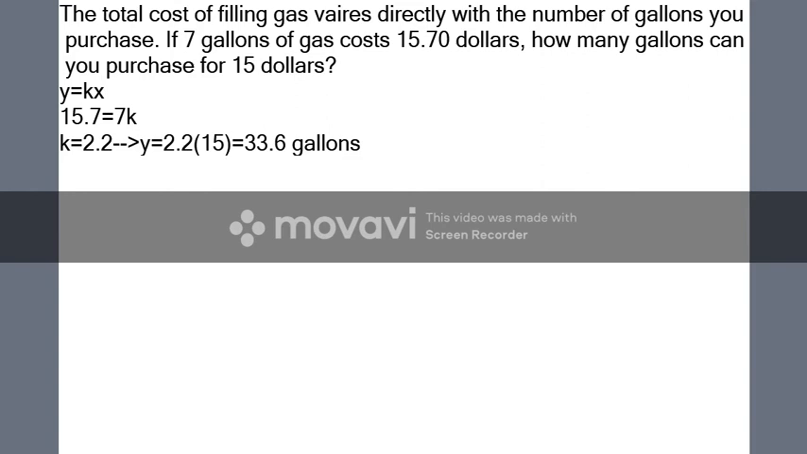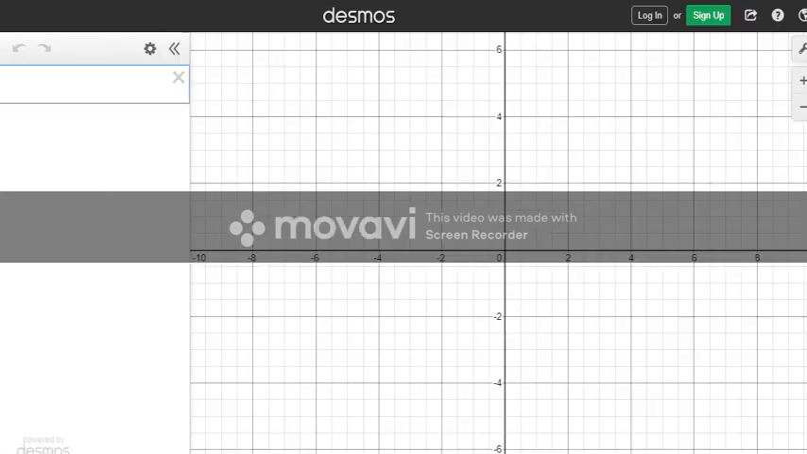Now that we've finished going through application questions, let's go through the graphs of these direct variation equations and what they would look like. When you look at these types of graphs, you really want to see what they're asking. So let's go through a first type of graph. Let's go to Desmos.